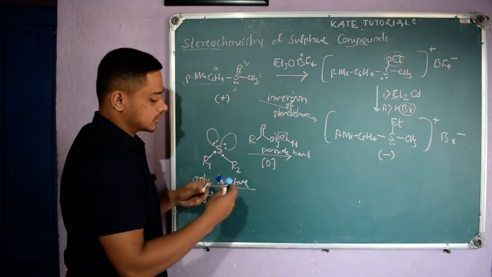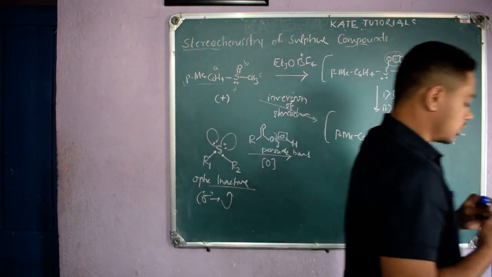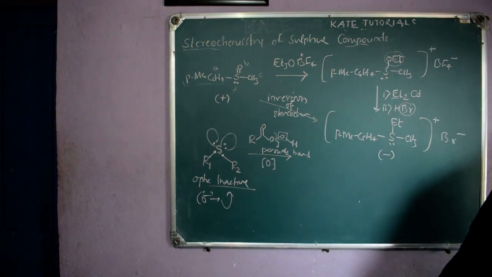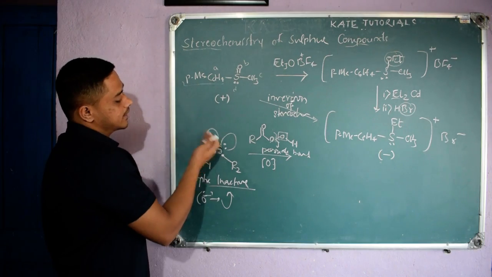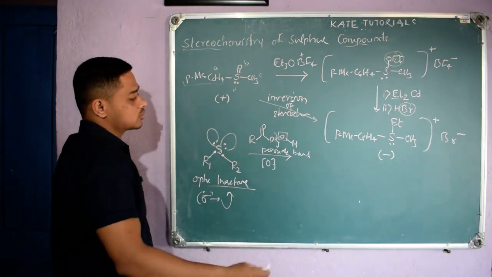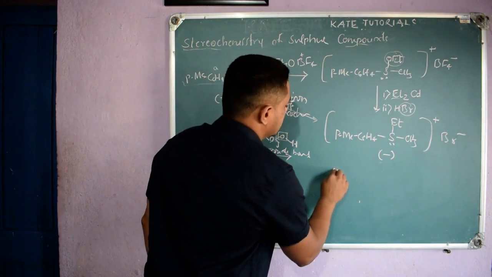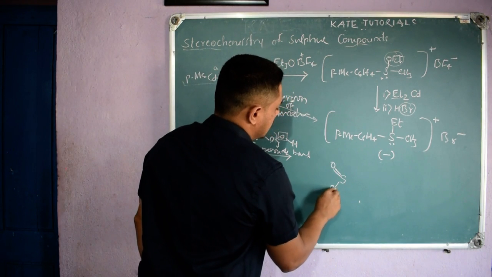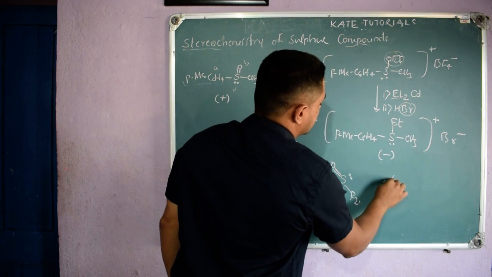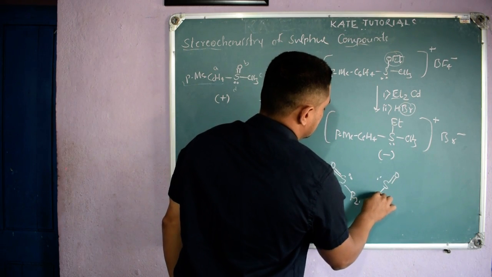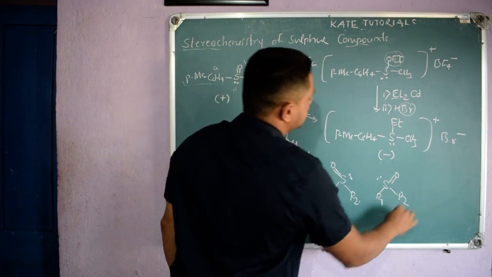When I add this oxidizing agent, what happens? Oxidation happens. The oxidation can happen here or here, right? So we will get two products. One is like this, S=O with R1, R2 and the lone pair here, or the other product can be like this, with R1 and R2. So those are the two products.